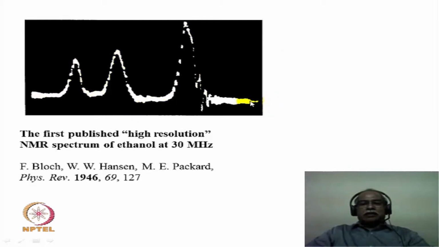If you look at the structure of ethyl alcohol, there is a CH3 group, there is a CH2 group, and an OH group. So, one can assign these three peaks: one for the CH3, that is this particular peak here, one for the CH2, which is this particular peak here, and one for the OH. In fact, if one measures the area under these three peaks, it will correspond to 3:2:1 corresponding to the CH3, CH2 and OH. So much wealth of information was available right at the first instance of recording the very first NMR spectrum of the ethyl alcohol sample.